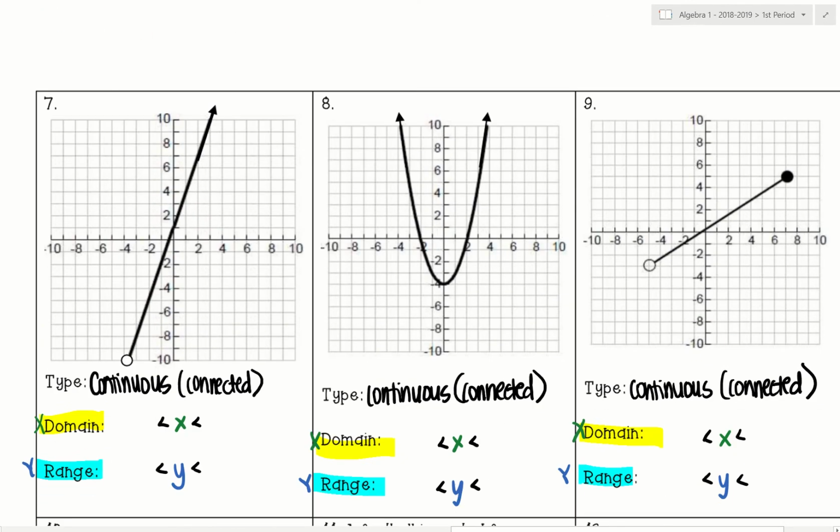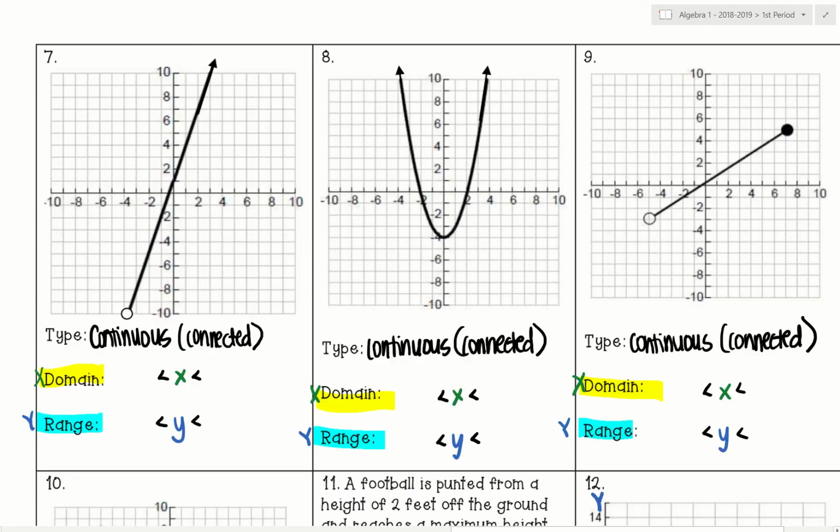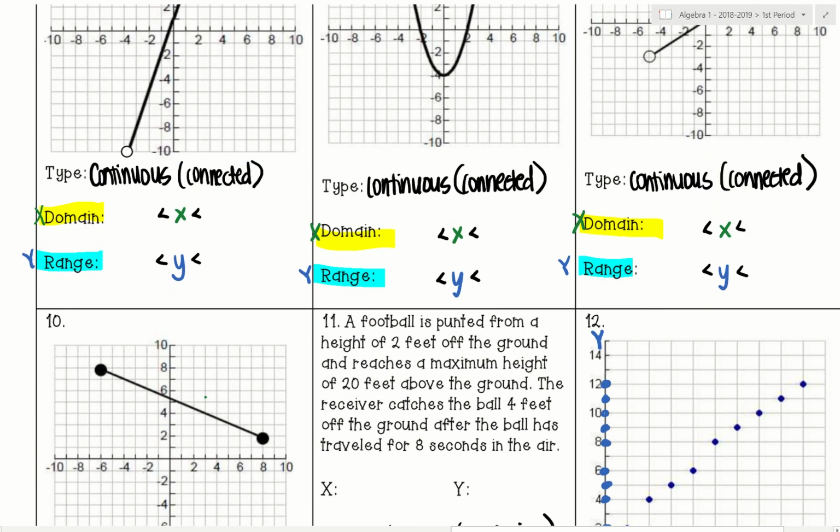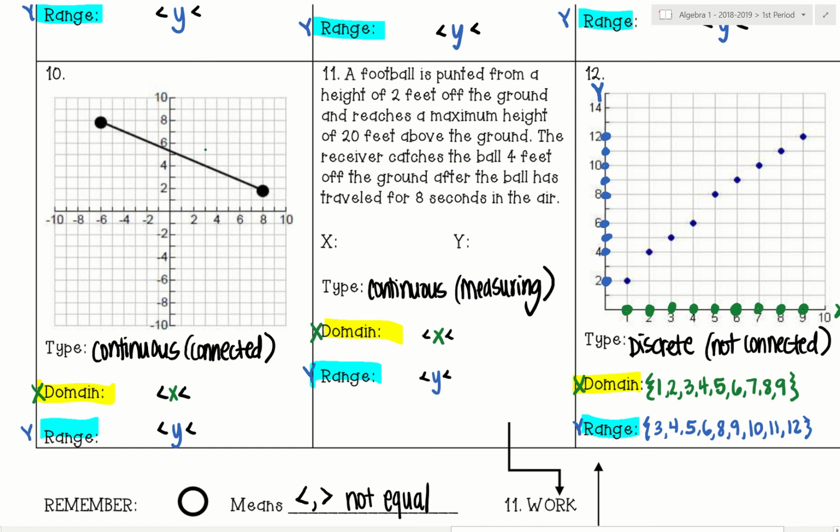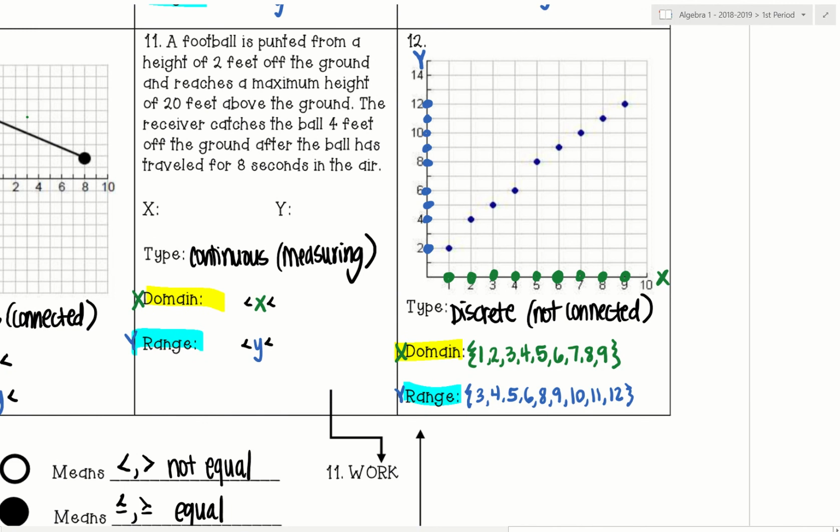7? Continuous because it's? 8? Because it's? 9? Continuous because it's? Connected. 10? Continuous because it's? 11. Why? It's measuring feet. It's also measuring what? Time, seconds. So both of those data in there are measurable. Therefore, this is a continuous graph. Okay, and then 12 was? Because it was not connected. What is that called? When you have a graph that has dots on it? It's a scatter plot. Even though it's kind of pretty, it's still a scatter plot because there's just points scattered.